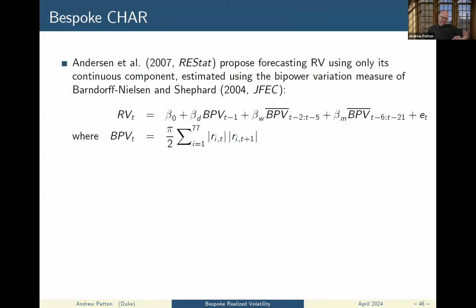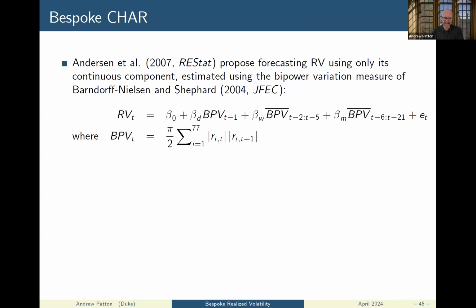Now we go back a little bit to the HAR family of models, but to successful extensions of that model. I'm going to consider just 2 of them. One is what's now called, I don't think these authors called it that, but the continuous HAR. So this is Anderson, Bollerslev, and Diebold, if I remember correctly.